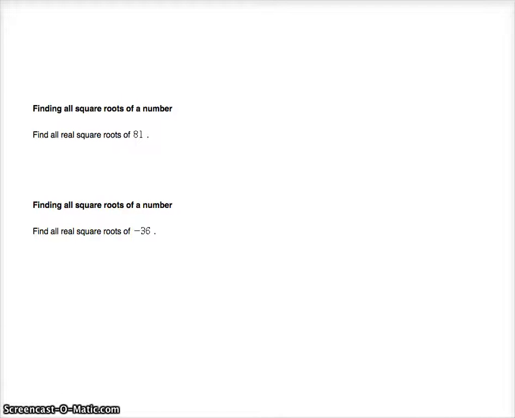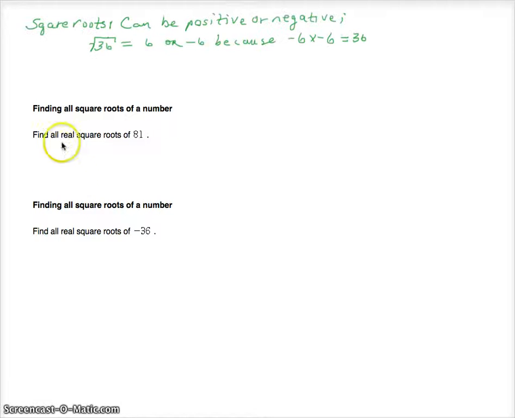Hey gang, welcome back. Next we're going to talk about finding all the square roots of a number. And so probably right now you're thinking, well, there are only two, or there's only one square root of a number, and it's just the number times itself. Well, we need to cover a couple of things real quick about square roots.